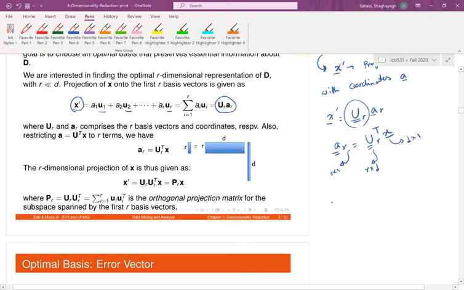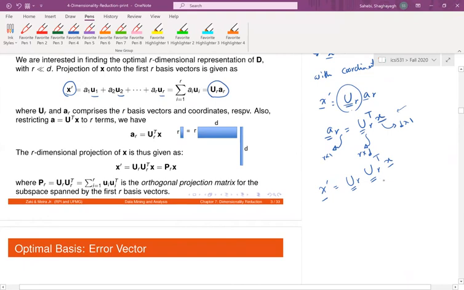And also we can rewrite X prime, because we know AR is UR transpose X, right? Putting these two together, X prime is equal to UR multiplied by, instead of AR, UR transpose X, right? Okay, so let's call UR UR transpose a new matrix PR. This PR is a D by D dimensional matrix that we call the orthogonal projection matrix for the subspace that is spanned by these R basis vectors.